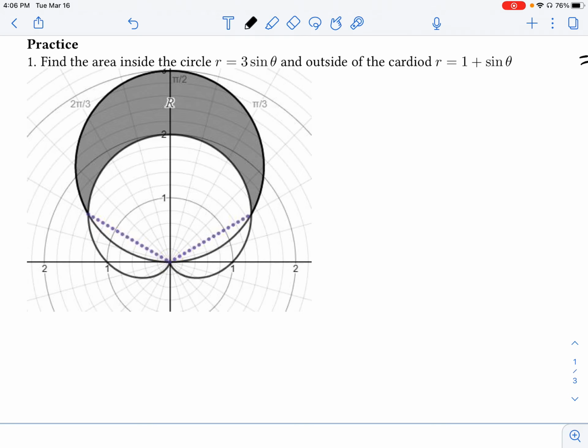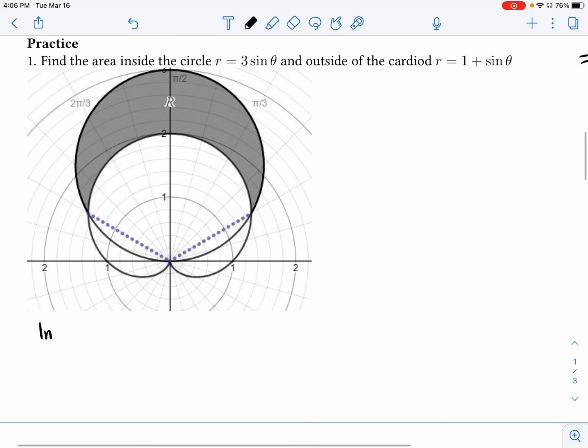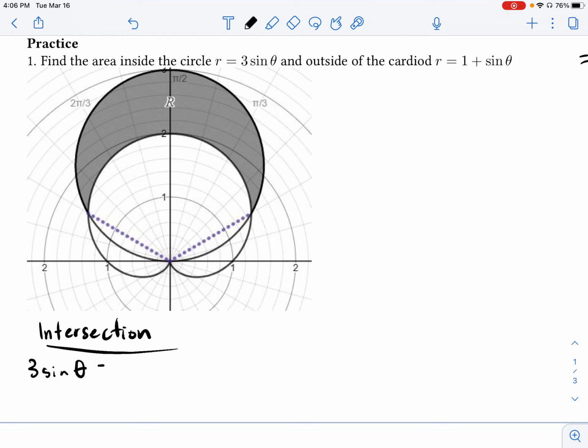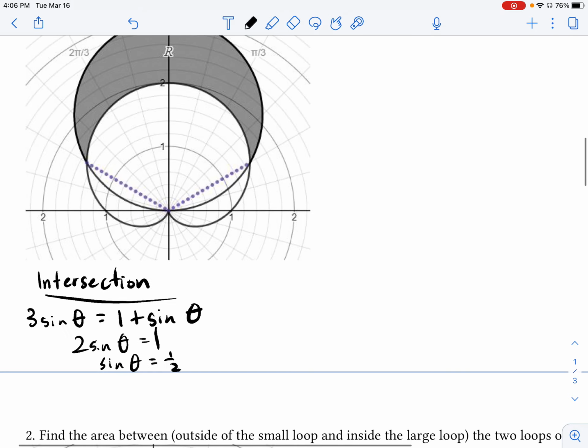So first off, let's find the intersection points. Where are these two polar functions intersecting? Okay, well, we're going to set 3 sine theta equal to the other polar function, 1 plus sine theta. And that's going to give me 2 sine theta is equal to 1. So sine theta is equal to 1/2. So we can then say theta must be equal to pi over 6 and 5 pi over 6, if I'm not mistaken.